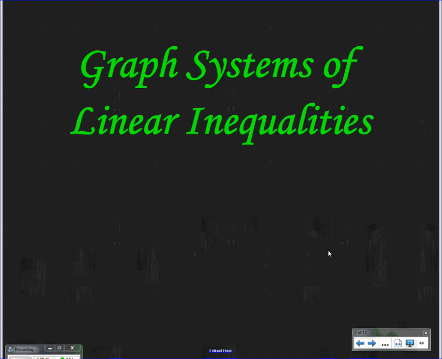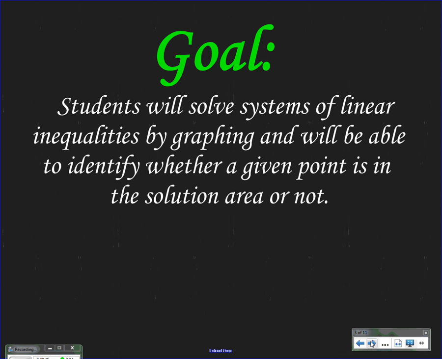We're going to do that. So here we go. Our goal is you will solve systems of linear inequalities by graphing, and we'll be able to identify whether a given point is in the solution area or not. So we'll talk about whether it's in the solution area in just a few moments and how we tell if it's in there or not.